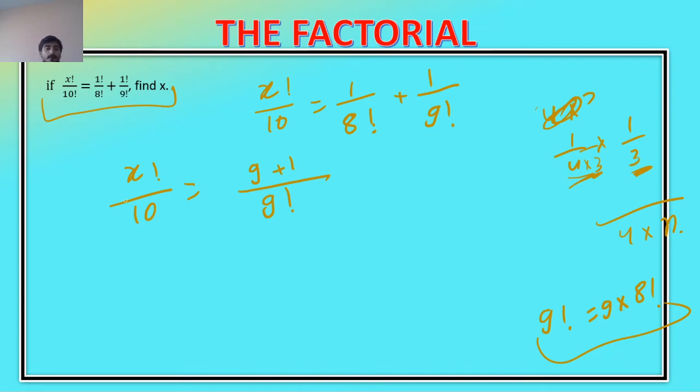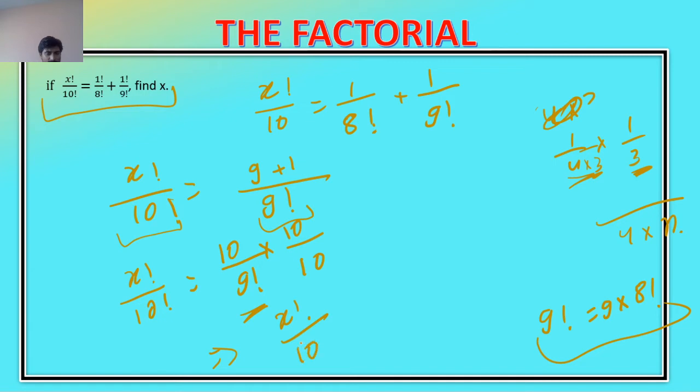Now according to the question, we have x factorial by 10 factorial. First of all, we need to make the denominators equal. So for making the denominator equal, x factorial by 10 factorial is equal to 10 by 9 factorial into 10 by 10, because if I multiply 9 factorial into 10, it will become 10 factorial. Then in this case, x factorial by 10 is equal to 10 into 10, that is 100, by 10 factorial. Is it clear or not?